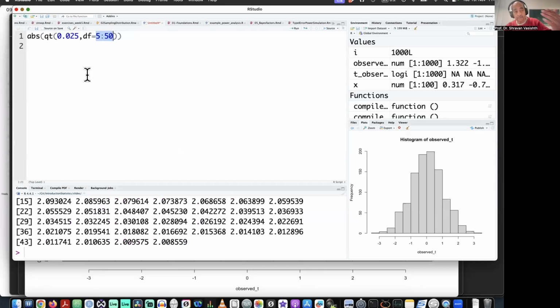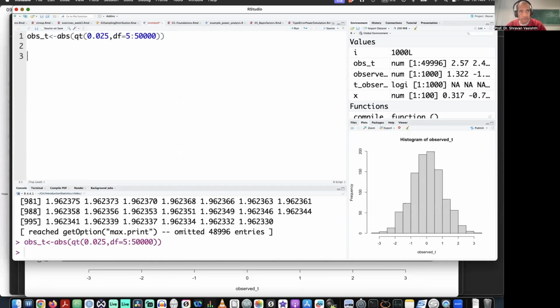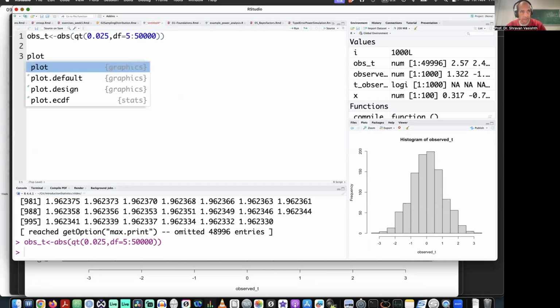So, increasing sample sizes, I'm just computing the absolute t values. And you'll see that, let me just go up to 50,000 or something. You'll see that the further I go, let me just save these observed t values. So if I show you what the observed t values look like as I increase sample size, let's plot this, okay?